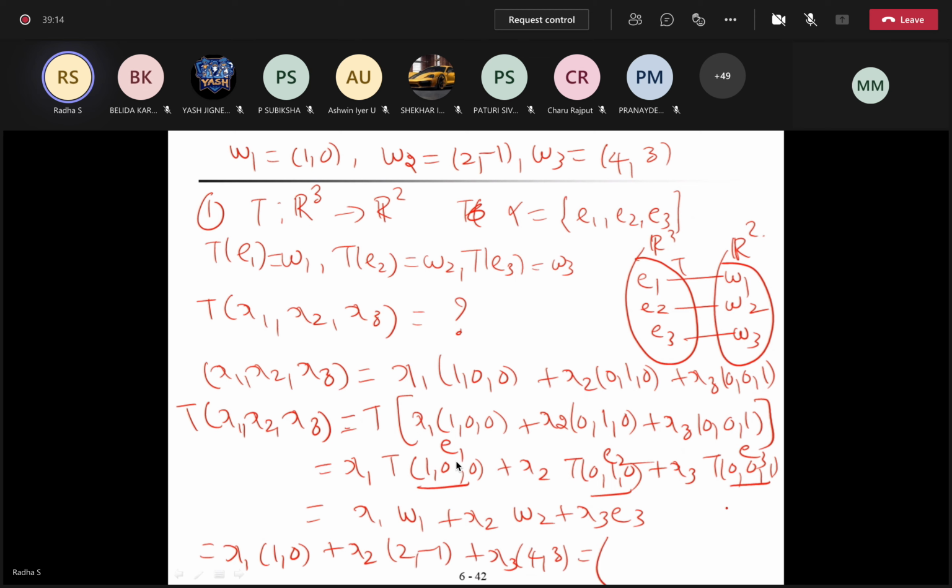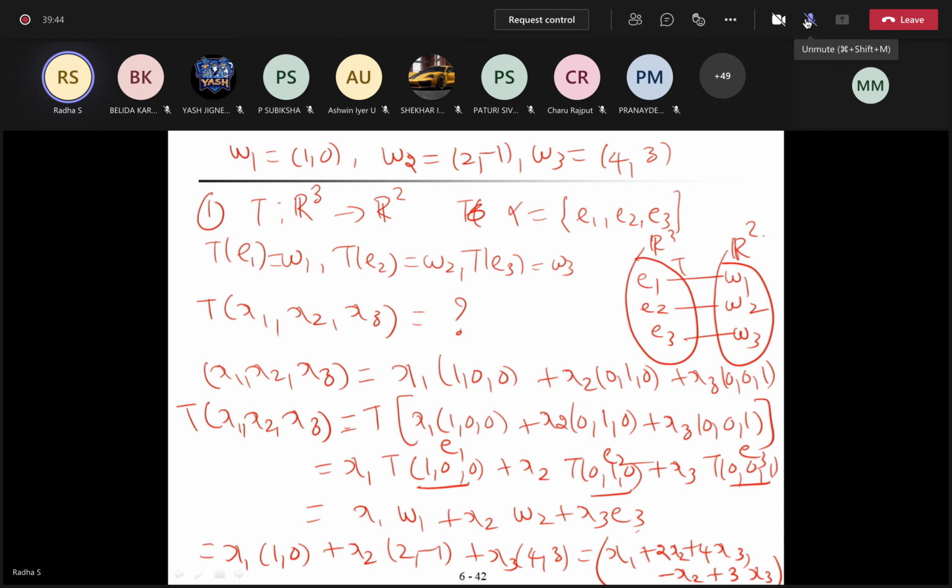Just calculate this. Just add the x coordinates alone first: x1 plus 2 x2 plus 4 x3, comma, then minus x2 plus 3 x3. Is this correct? This is the linear transformation. This is the general linear transformation.